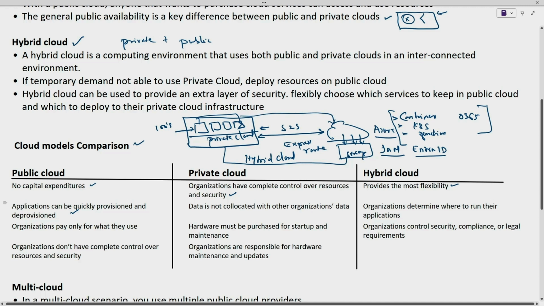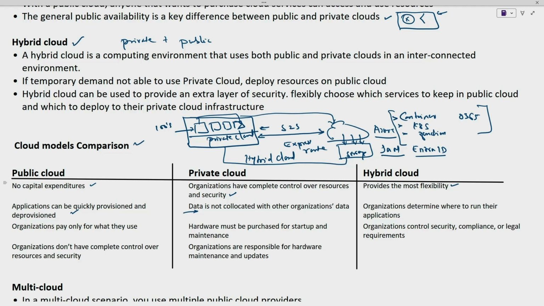In private cloud, data is not co-located with other organizations' data. In public cloud, basically, we share the resources with other customers. In private cloud, it is solely one company's infrastructure, and the data is completely in control of the organization. And when it comes to hybrid cloud, we have an option to choose where our application is running. If my application is business critical, I can choose it to run in my private cloud environment. I can also use the less critical application in the public cloud infrastructure. So I have the option over here.